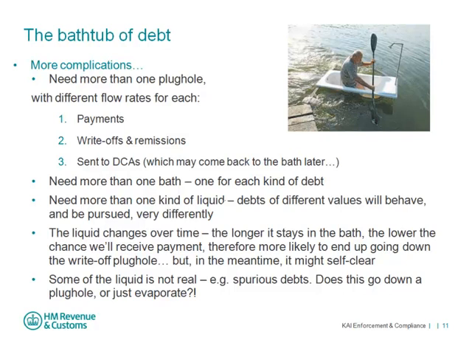But then it gets more complicated still, because we actually need more than one bath, because we need a different bath for each kind of debt. We cover several heads of duty such as self-assessment, VAT, corporation tax, and they all have their own systems. They all behave slightly differently. So within our several baths, we've now got about a dozen baths, and within each of those, we have debts of different values. And those debts will behave and be pursued very differently if they're high-value debts or low-value debts. So essentially, within each of our baths, we need more than one kind of liquid.